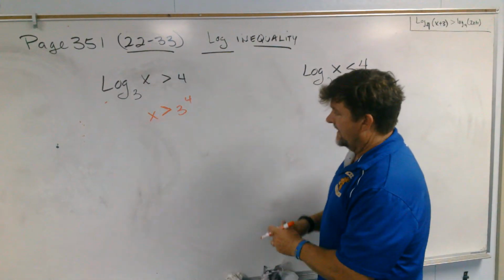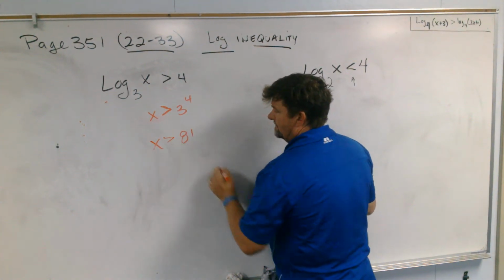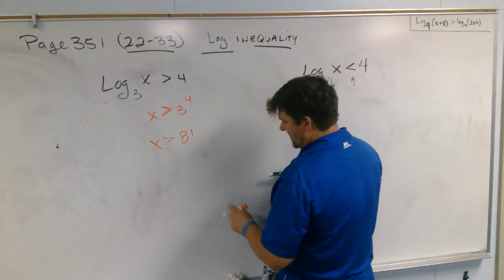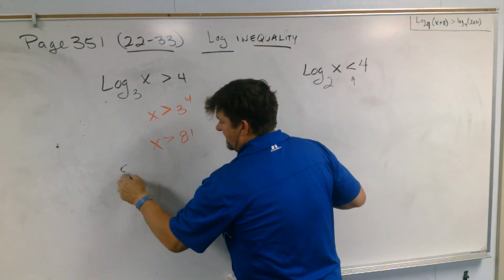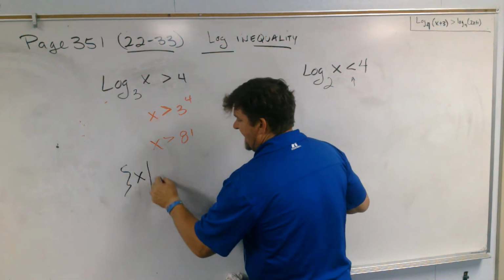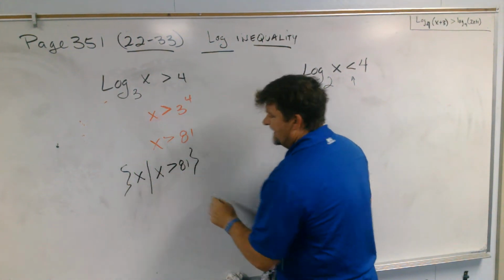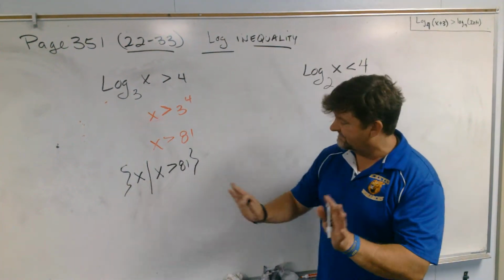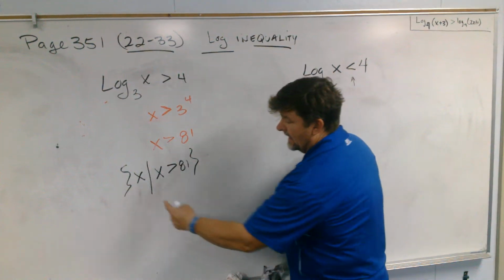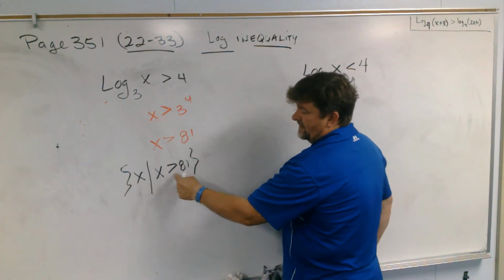Okay? Now from there, we get X is greater than 81. And so you're going to see answers that look like this: X such that X is greater than 81. That's all that means, guys. Don't panic when you see answers like this. Like, what are the two X's for? Relax. Don't panic. X such that X has to be greater than 81.